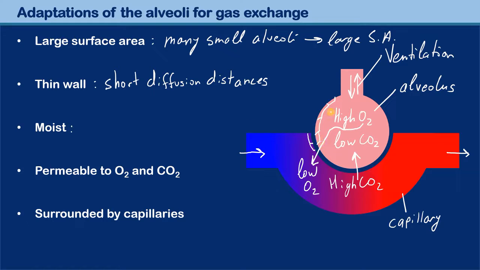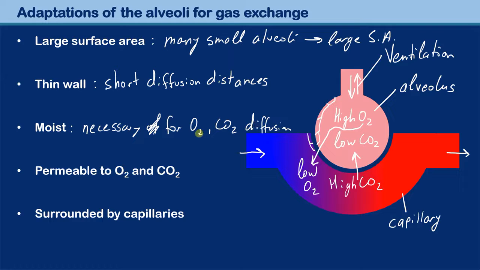The inside of the alveolus, of course, is filled with air, but the walls of the alveolus are moist. And this moisture is important because it allows oxygen and CO2 to be dissolved. And if it were dry, then diffusion would not take place. So moisture of the alveolus is necessary for O2 and CO2 diffusion.